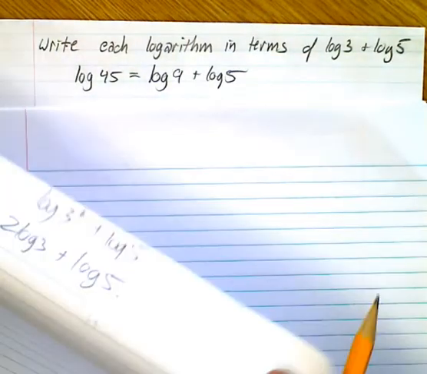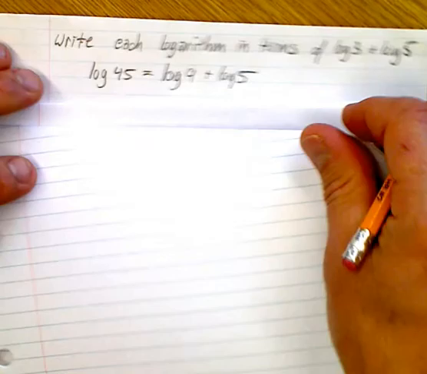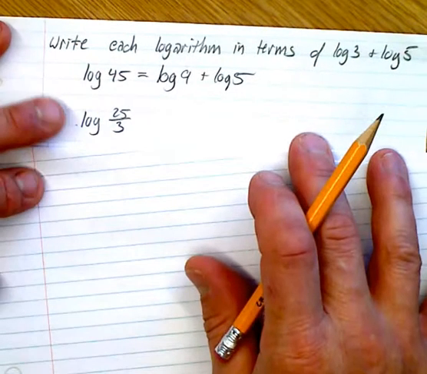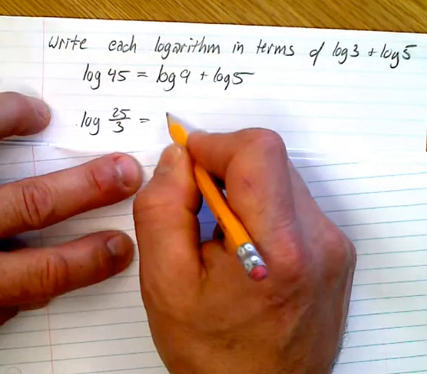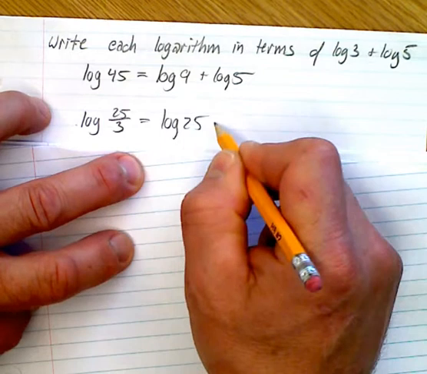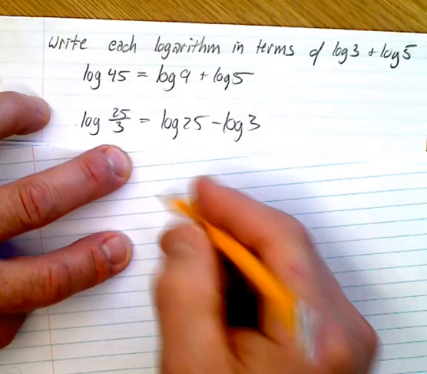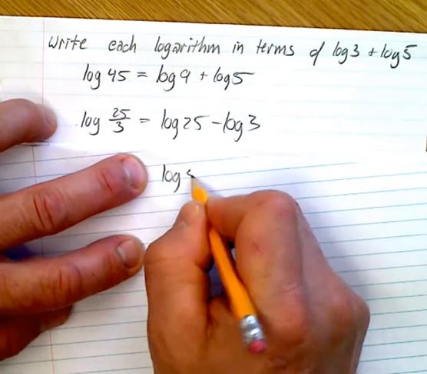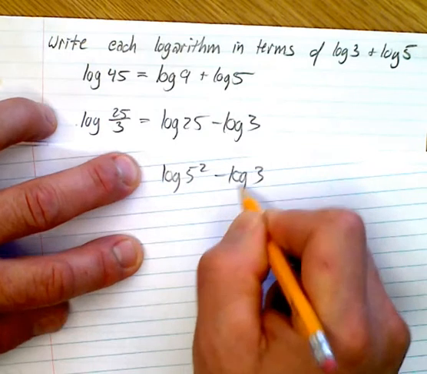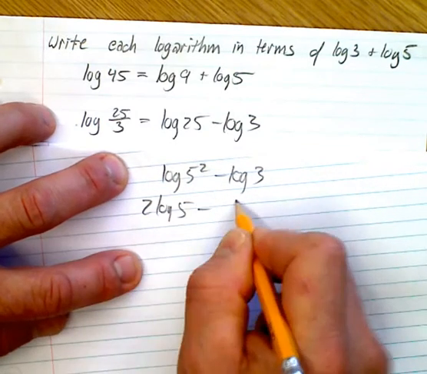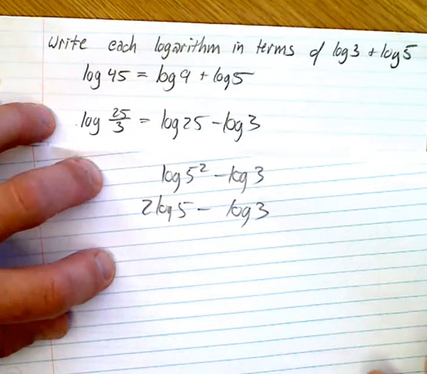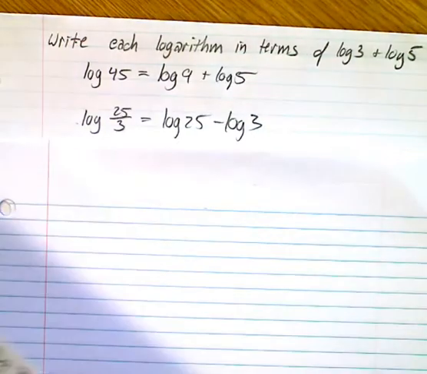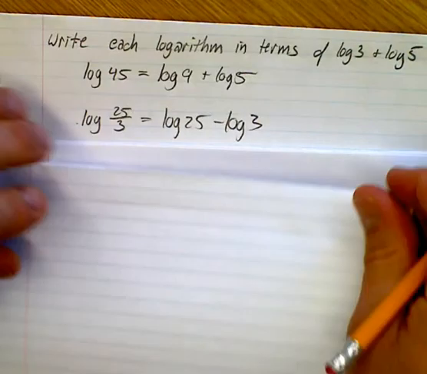Okay? Now there are going to be other ones too, and we have to divide, and that's going to be subtraction, like this one, for example. So this is going to be log 25 minus log 3, okay? Which turns into log 5 squared minus log 3, which is 2 log 5 minus log 3, okay? So we're getting closer to figuring a lot of these out.